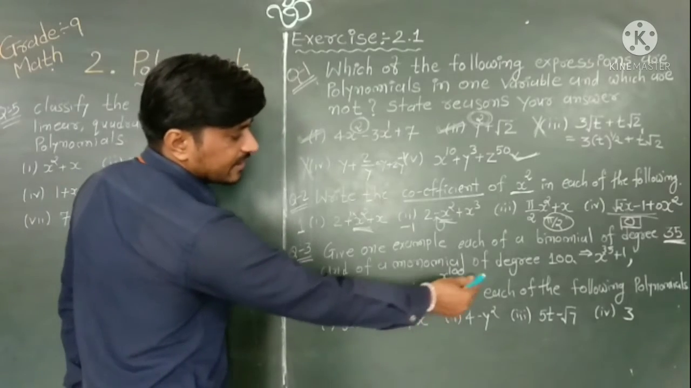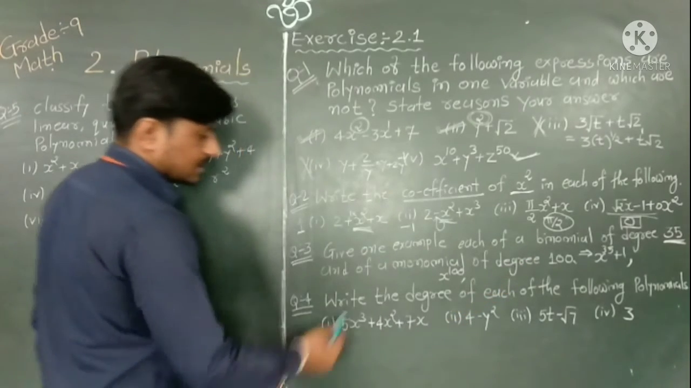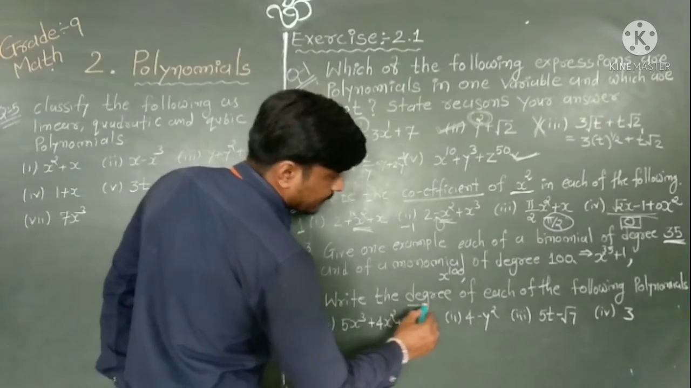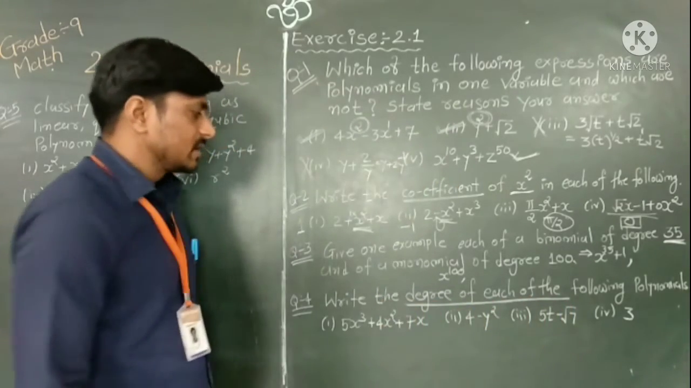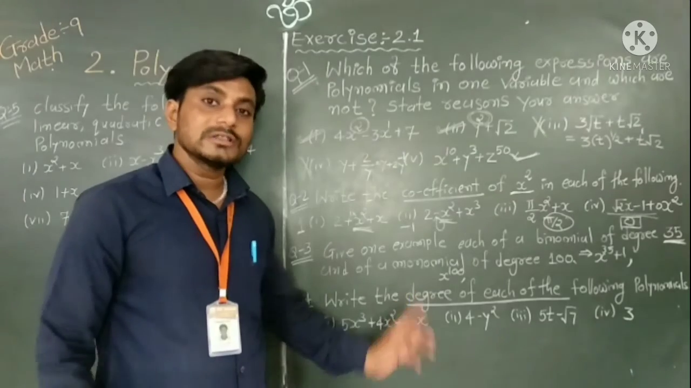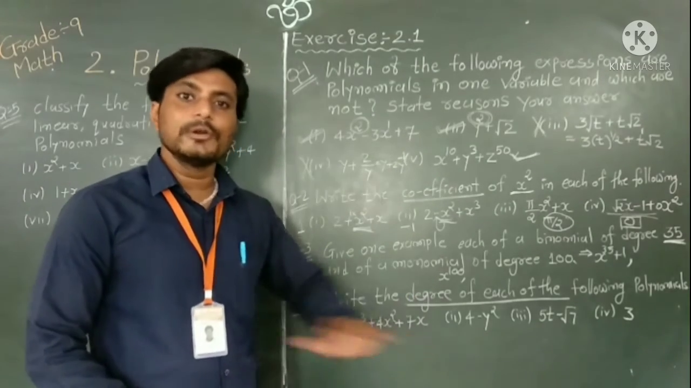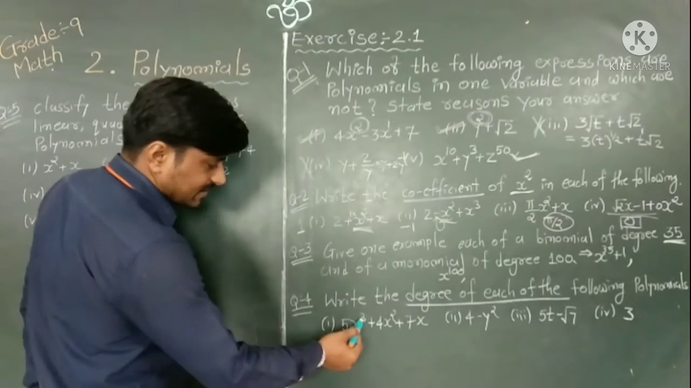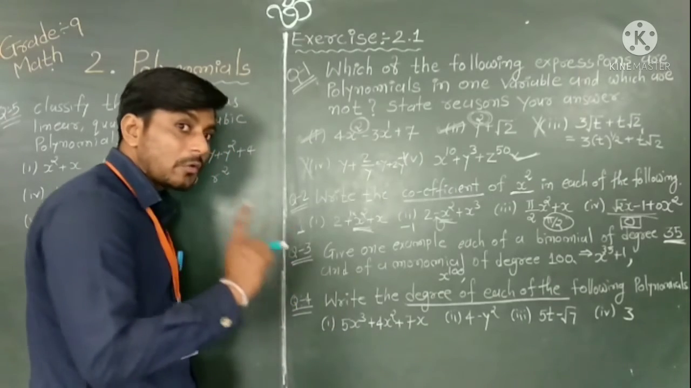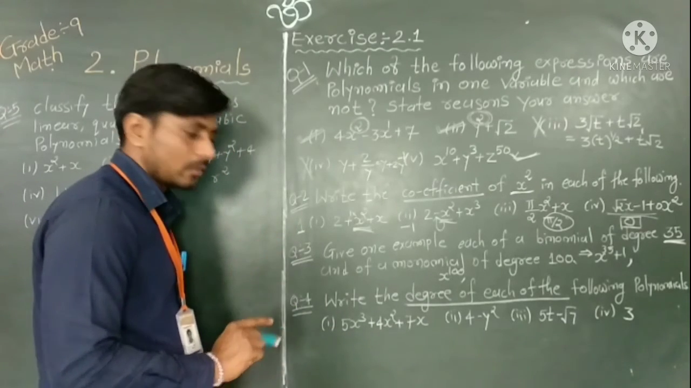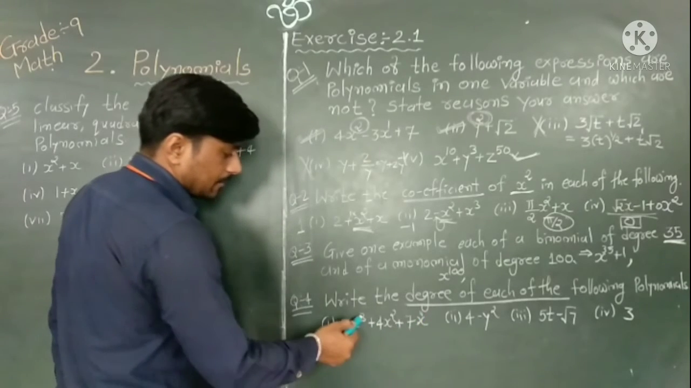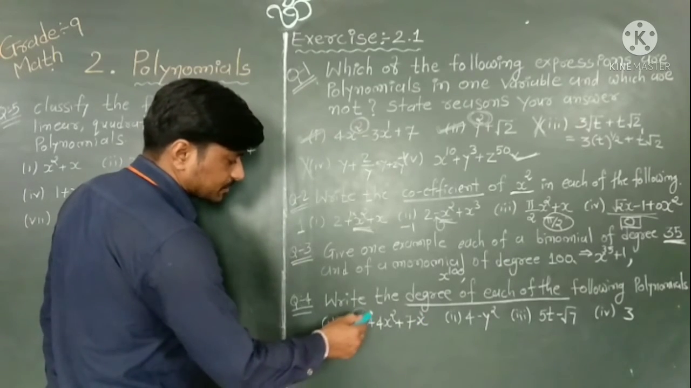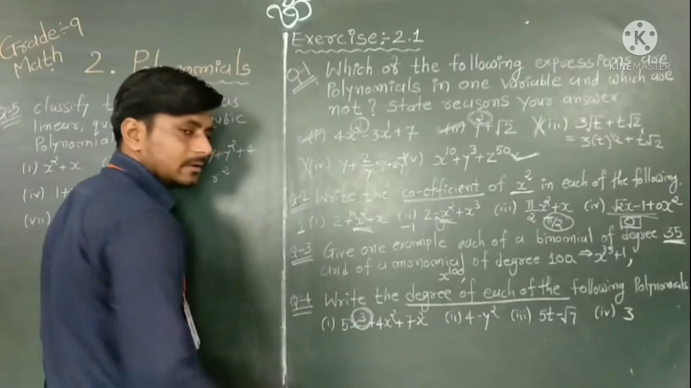Now the fourth one. Write the degree of each of the following polynomials. What is the degree of a polynomial? The degree of a polynomial means the highest power or the maximum power of the polynomial. So here look, this is power 3. You have to check only the power, not the coefficient. Okay. So 3, 2 and this is 1. So the highest power is 3. So the degree of this polynomial is 3.